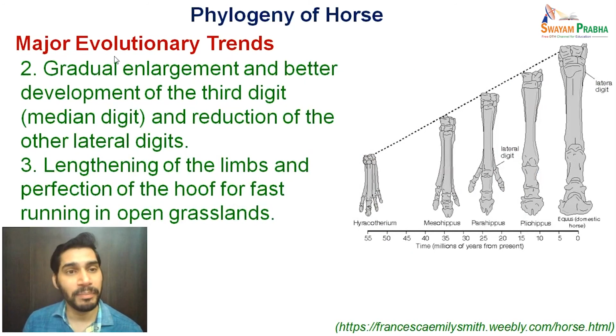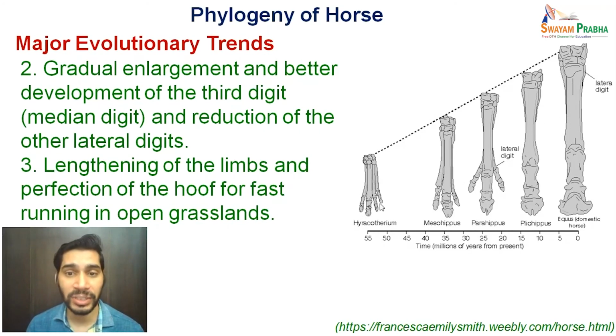The second major change is gradual enlargement and better development of the third digit, or the median digit, and reduction of the lateral digits. As you are aware, these horses belong to Perissodactyla, which are odd-toed ungulates, so they have digit numbers of 1, 3, 5 and so on. What people have observed is a gradual development and enlargement of the median digit, or third digit. So from here to here, one thing is there is an enlargement of the limb as such.